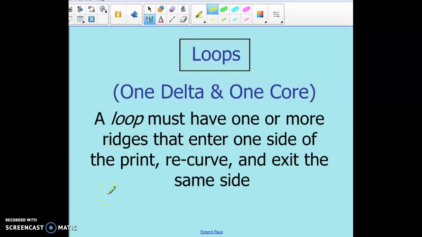The second category or classification of fingerprints are called loops. Loops have 1 delta and 1 core, which we will show you in just a second. A loop is where 1 or more ridges enter on one side, and then they recurve and they exit on the same side. So they enter one side, recurve, and exit on the same side. It goes up like this, recurves, and exits the same side that it comes in on. We'll show you an example of what that looks like.